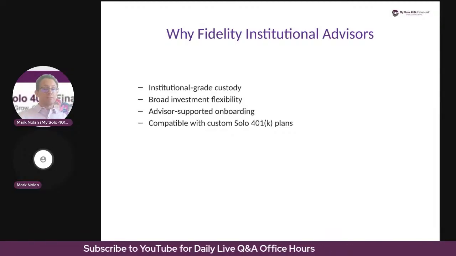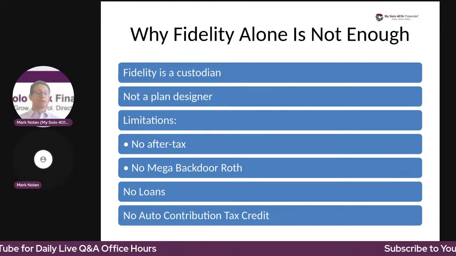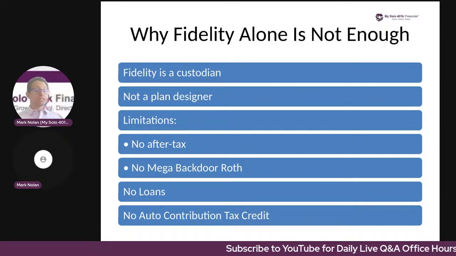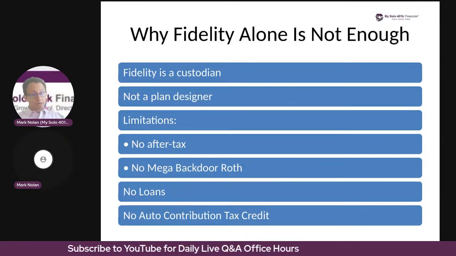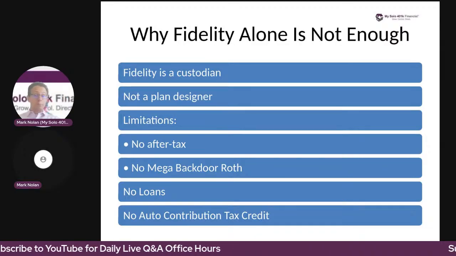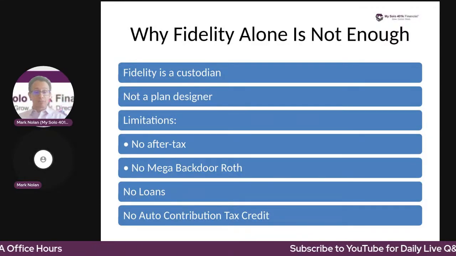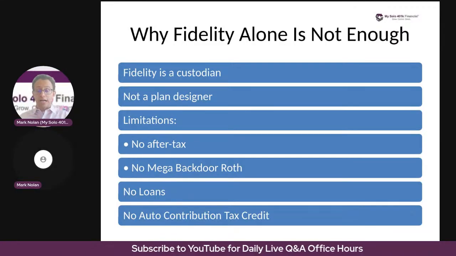And here at my solo 401k Financial, we'll be the plan document provider and the compliance provider, such as reporting any type of distribution or conversions on Form 1099-R, as well as Form 5500-EZ reporting once the market value of that plan is greater than $250,000. And we'll perform that reporting upon your request, along with the client's request.